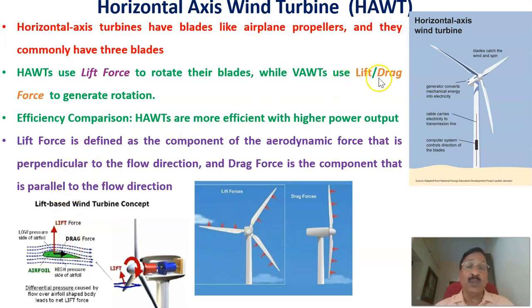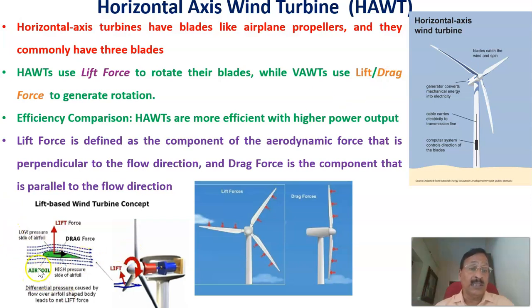And there's another force, which we call drag force. Lift force is defined as the component of the aerodynamic force that is perpendicular to the flow direction, and drag force is the component that is parallel to the airflow direction. This force we call drag force. Therefore, in vertical axis wind turbine, both forces are used. We'll see later that either lift force or drag force is used.